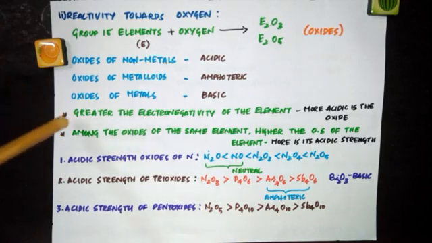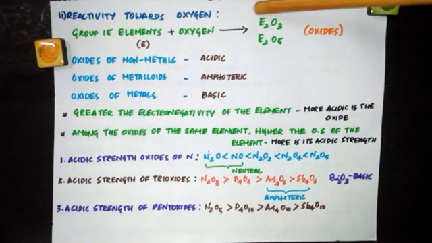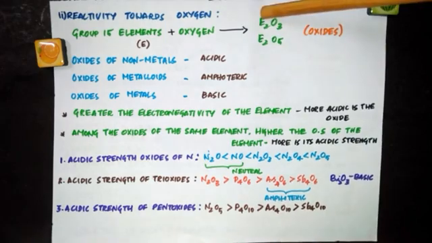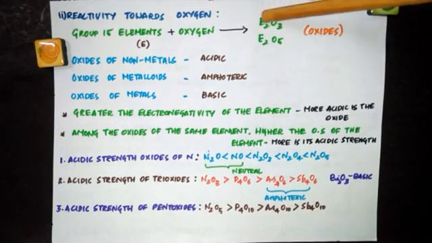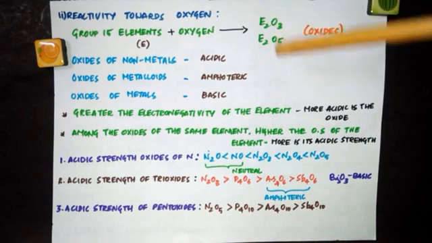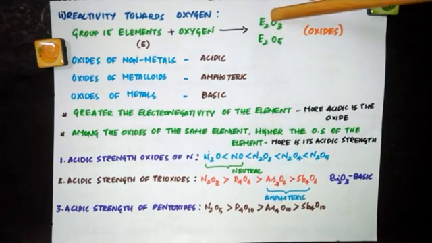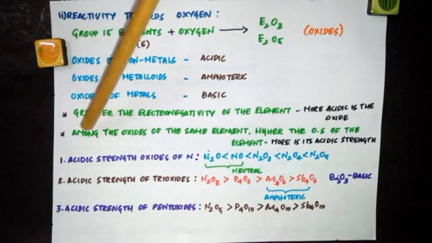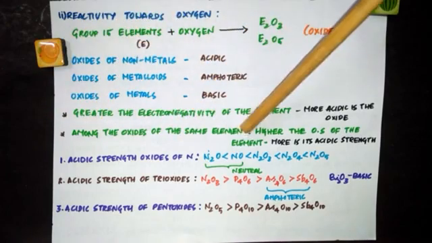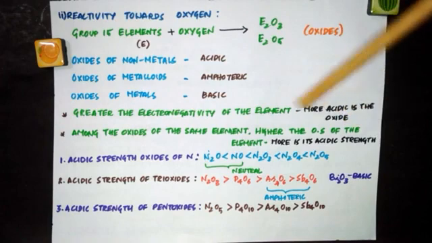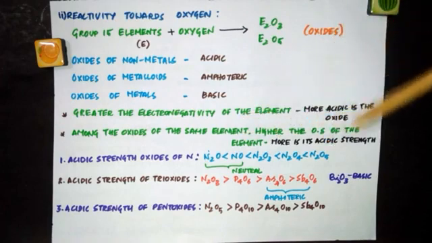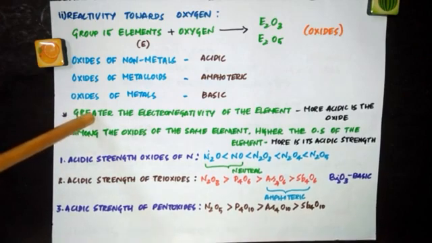The next point that you are supposed to remember is, greater the electronegativity of the element, more acidic is the oxide. So if this is the oxide, we are talking about the electronegativity of this element. When the electronegativity of the element is more compared to the other element in the oxide, then more acidic is the oxide. And next point, among the oxides of the same element, higher the oxidation state of the element, more is its acidic strength.